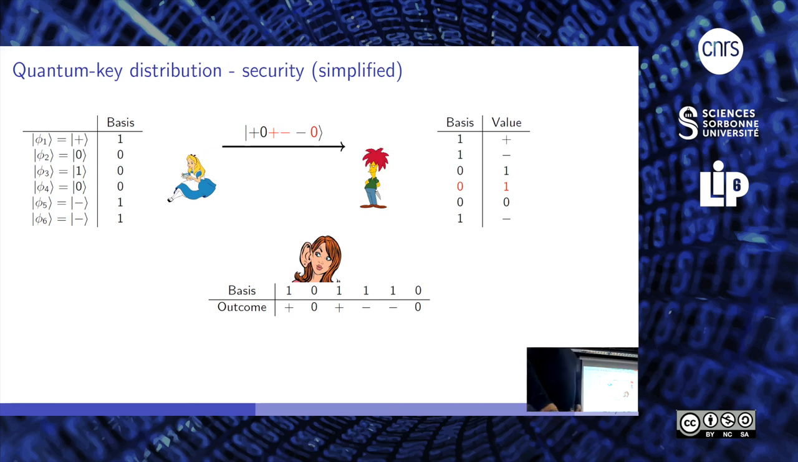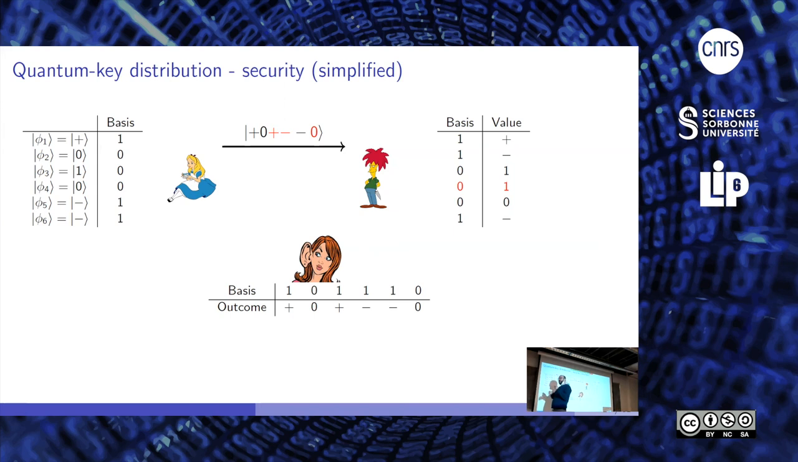And then when Bob performs his measurement, he chooses a basis at random and gets some outcomes, but the outcomes depend on the state after E changes its quantum state. In particular, there is one position where Bob and Alice chose the same basis, but the outcome that Bob has is different from the state that Alice sent, because it was changed by E.